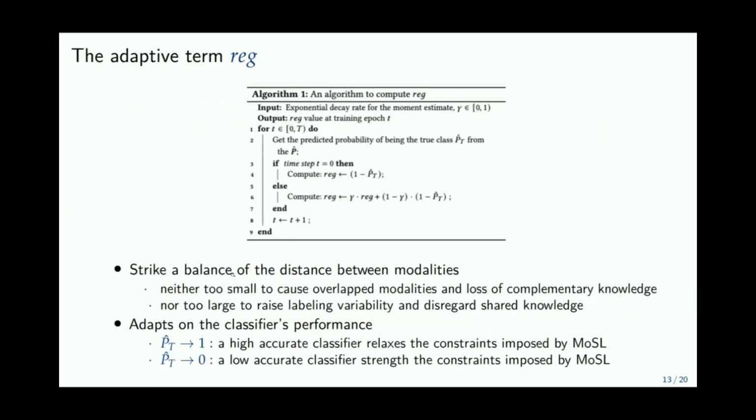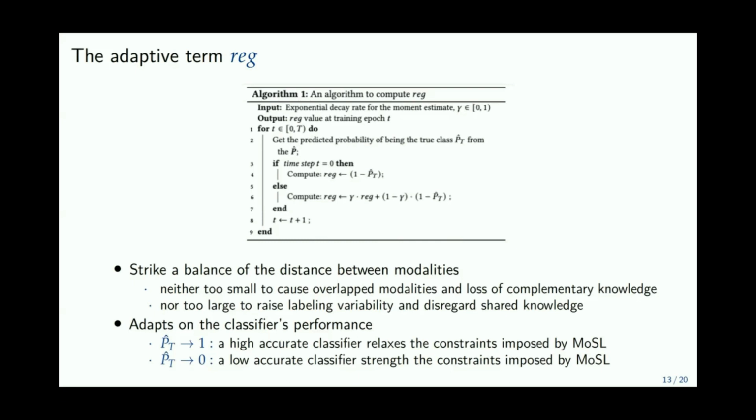Okay, now we're gonna give more details about how we compute the RAG term. First of all, the context of the RAG is to strike a balance in the distance between modalities. So it controls the modality distance, neither too small, which would cause overlapped modalities and lose the complementary knowledge, nor too large, which would raise the labeling variability and discard the shared knowledge. And to achieve this, the RAG adapts to the classifier's performance.